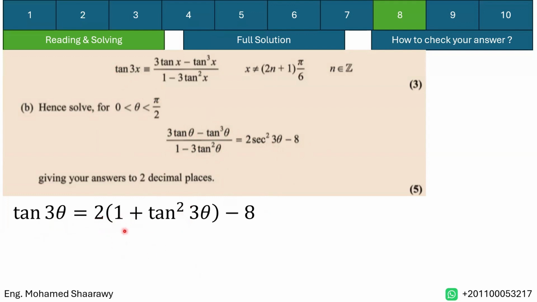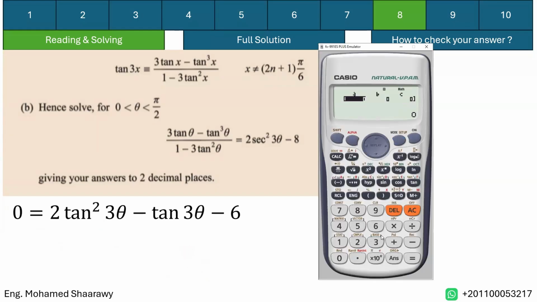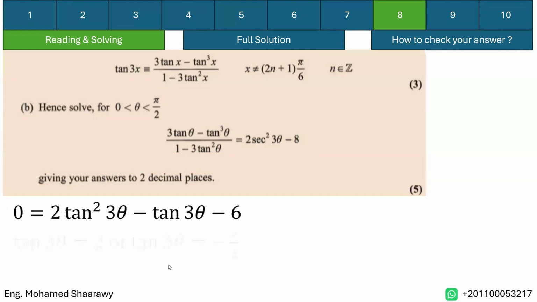2 multiplied by 1 is 2, 2 multiplied by 1 is also 2, 2 minus 8 is negative 6. Subtract both sides by tan 3 theta, and now this is a quadratic function, so I can use mod 5 3 and write the values of the middle term. So this is 2, negative 1, negative 6. I can have that the middle term can be equal to 2, or the middle term can be equal to negative 3 over 2. So let me write these. The middle term, which is tan 3x, can be equal to 2 or equal to negative 3 over 2. Okay, now let's solve these together.